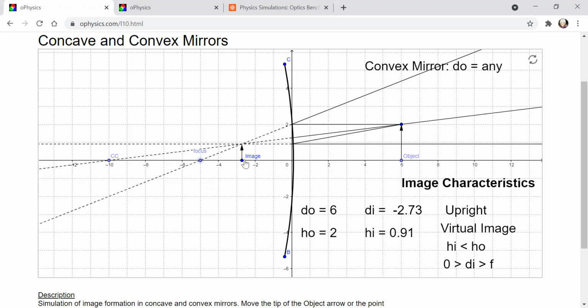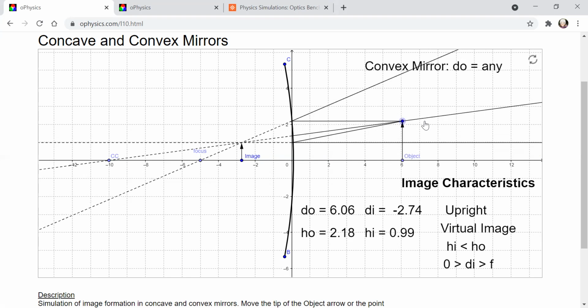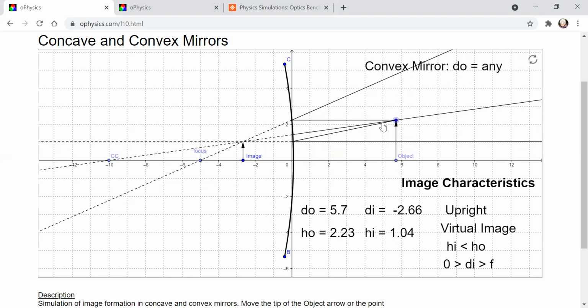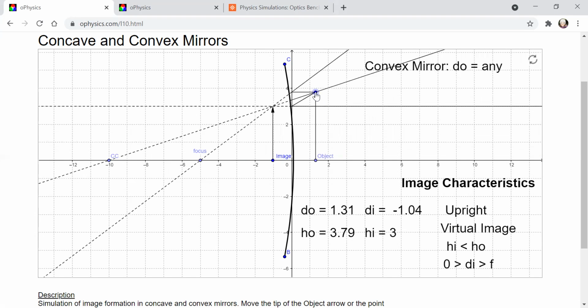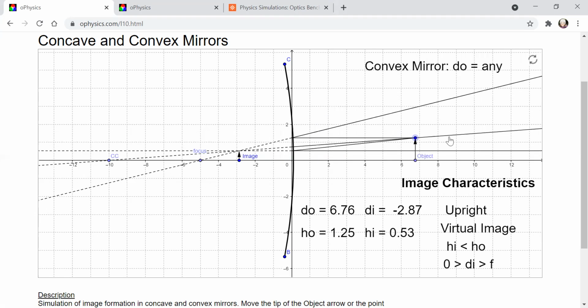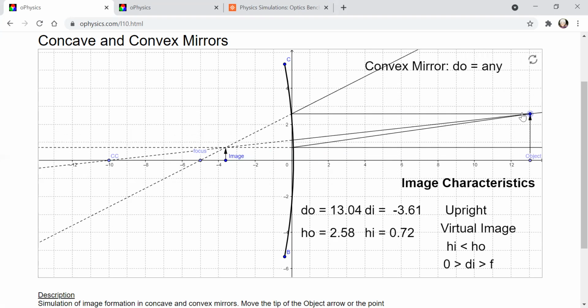Guys, please look at my screen for a second. With a convex mirror, does the image ever change? Does it ever become not smaller, upright, behind the mirror, and virtual? No. Convex mirrors always create a smaller, upright virtual image. It doesn't matter what I do to my object, the image is always smaller, it is always upright, and it is always behind the mirror.